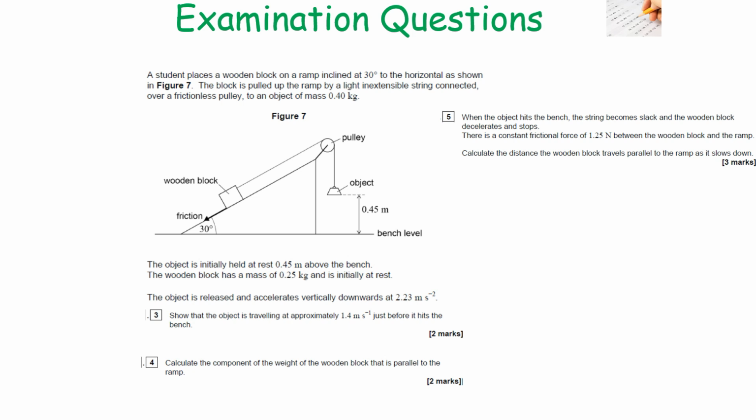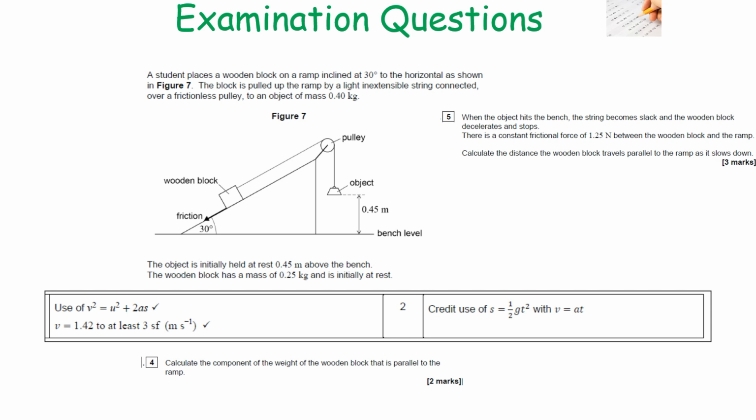Right, so how do you answer this question? Well, in the first question, again, we know that it's accelerating at a constant rate, which is 2.23 meters per second squared. So we can therefore once again use a SUVAT equation. We want to work out what v is, which is our final velocity. We know what u is because we know it's initially held at rest, so u is going to equal 0. We've got our acceleration and we've got our displacement in this particular direction, the vertical. So we can say v squared equals u squared plus 2as. We pop our values in and we get an answer for v of 1.42 meters per second.